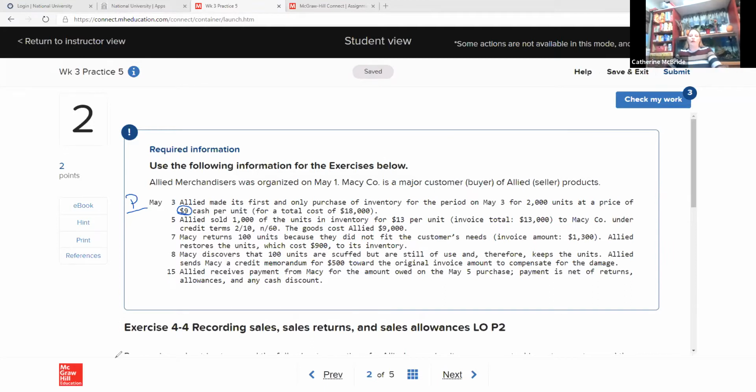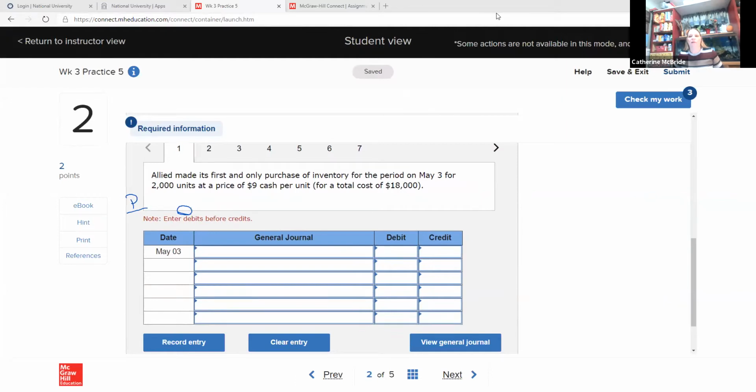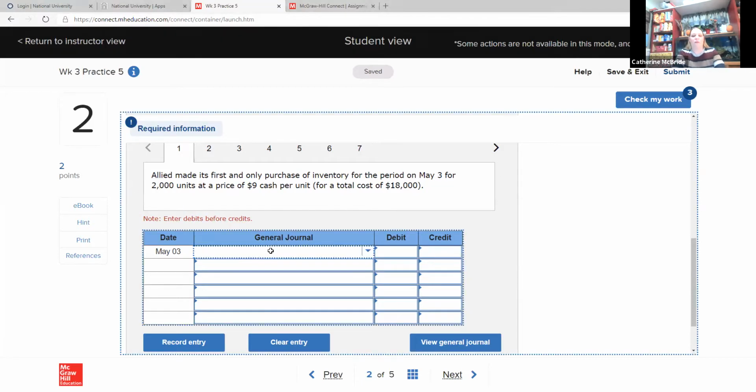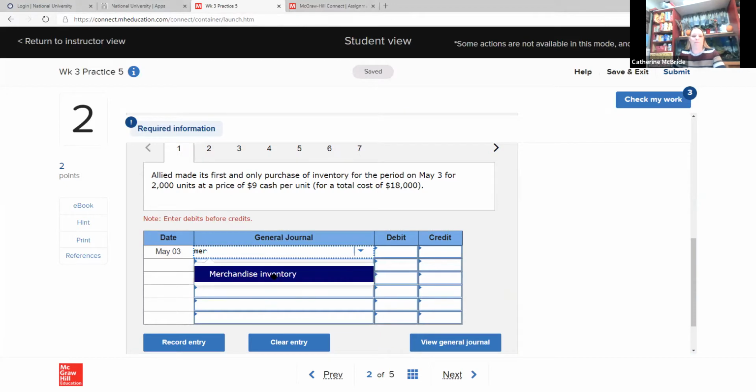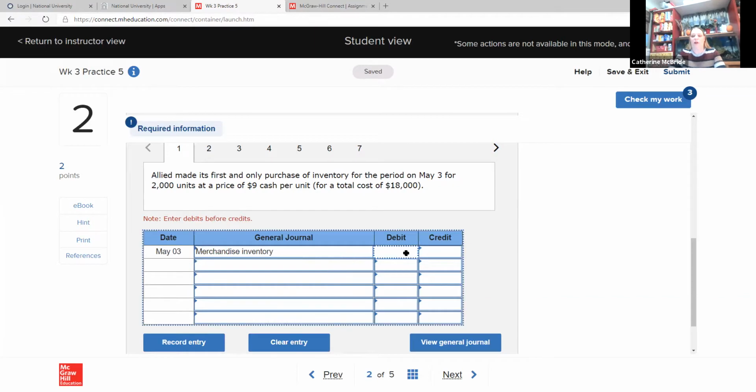Okay, so the first entry is exactly like what we've done. They paid cash, so we don't even have a payable. All we're going to do here is record that they purchased merchandise inventory and paid cash in the amount of $18,000.